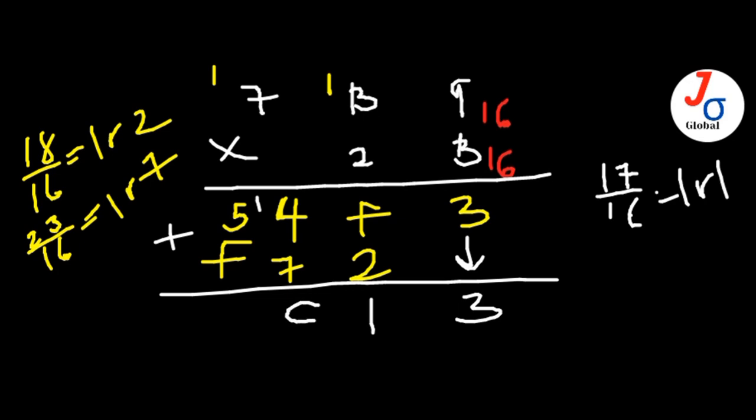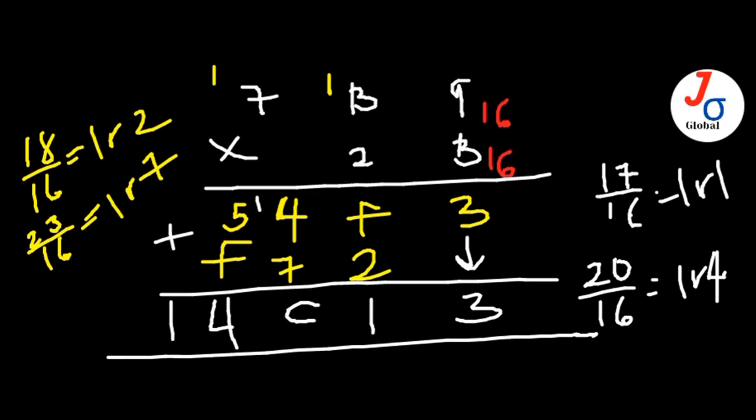Okay. Then we have 5 plus F. 5 plus F is actually 15, and so we have 20. 20 is greater than 16. So you have to divide 20 by 16. And 20 by 16 is 1 remainder 4. So basically, we're going to write 1, that's the last digit, 1 and 4. And so that's in base 16.